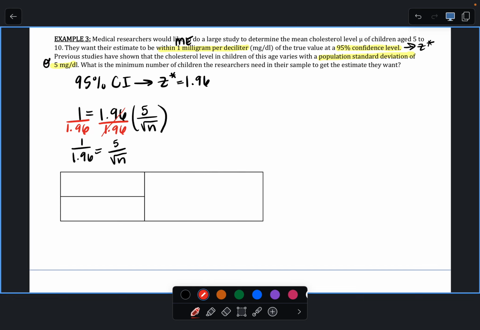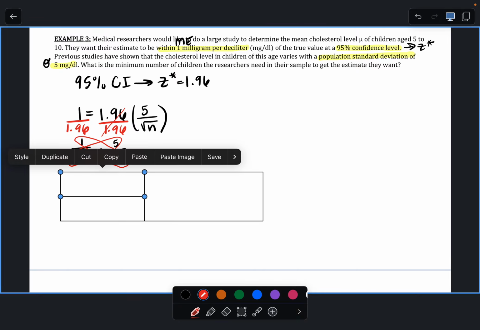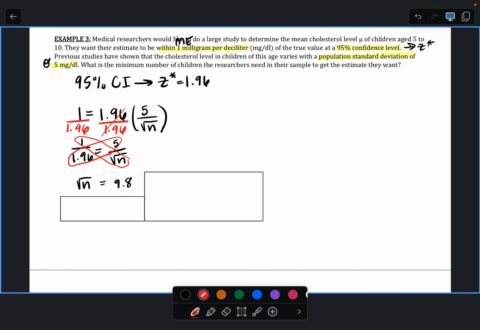Now, how you approach this is completely up to you. Personally, if I see a fraction equal to a fraction, I immediately want to cross multiply. So I'm going to cross multiply these two things: square root of n times 1, and 1.96 times 5. And that's going to give me square root of n is equal to 9.8.